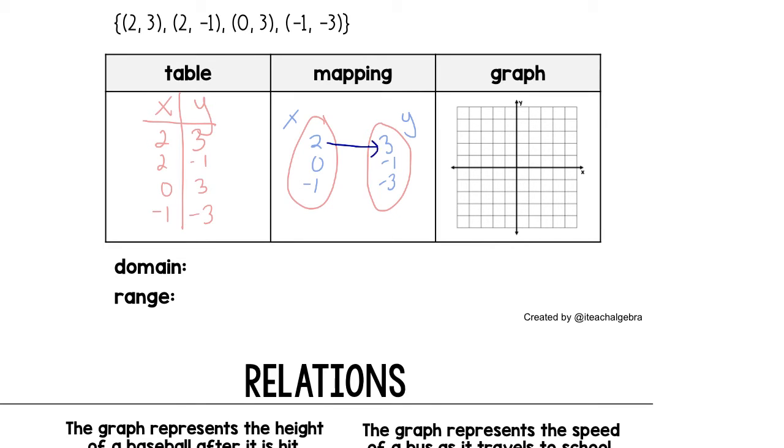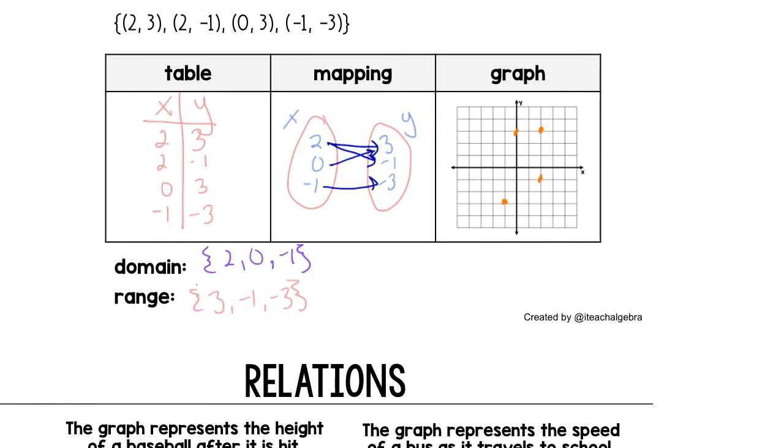2 goes with 3, so we put an arrow. 2 also goes with -1. 0 goes with 3. -1 goes with -3. Now we graph these points. 2, 3, 2, -1, 0, 3, and -1, -3. Again, those do not get connected with a line because they are not a line. They're just 4 random points. The domain, fancy brackets, everything in our X map, 2, 0, -1. Range, everything in our Y map, 3, -1, -3.